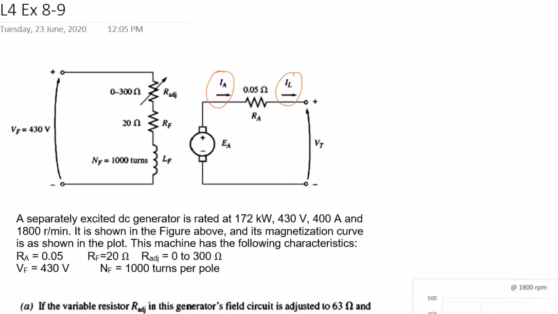Bismillahirrahmanirrahim. In this video, we are going to go through example 8-9, which is on DC generator, and this is part of lesson 4. Let me first read out the question.